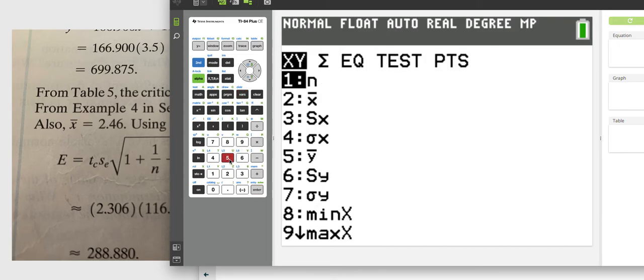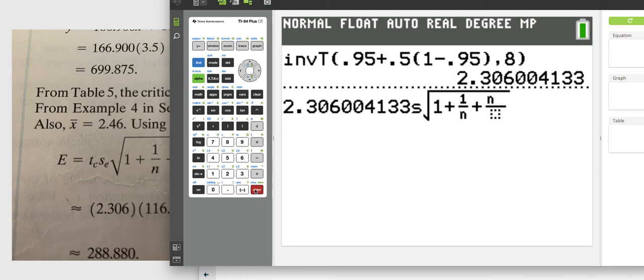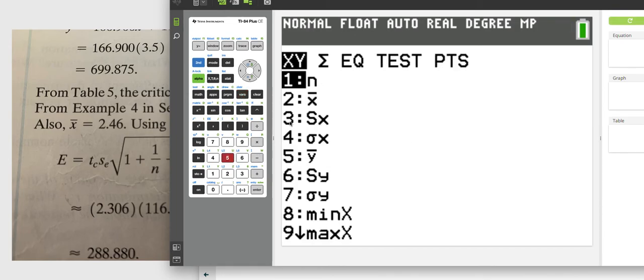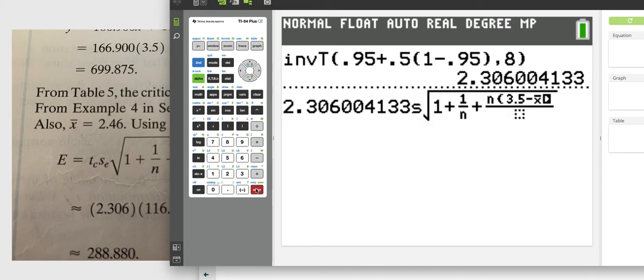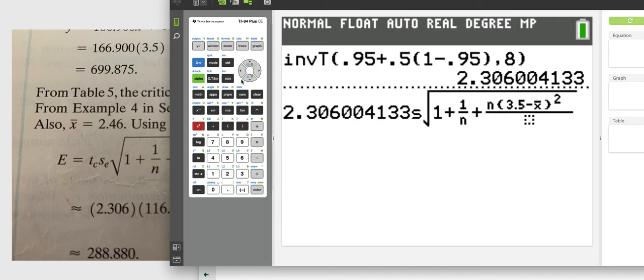If I'm going too fast, if you're not following along, just pause and rewind. Parentheses. Okay, x naught. This is our 3.5. This is the value we're supposed to find. So put in 3.5, minus x bar. Again, go back to VARS, number 5. x bar is number 2. And this is squared. All of these values showed up because we ran the LinRegTTest. If you don't run that, then these values are going to be from a different problem. So you've got to run that first.